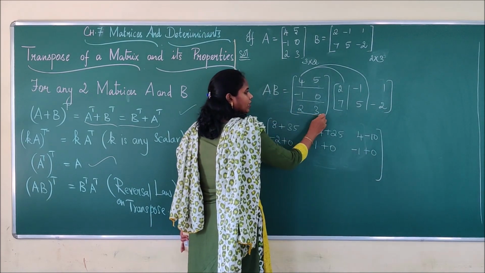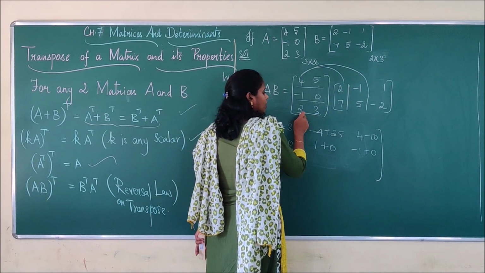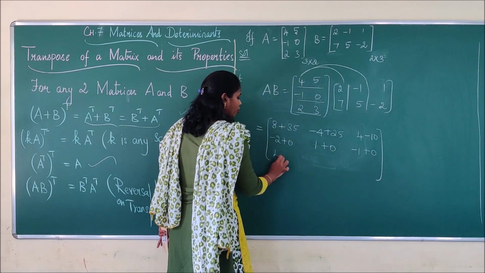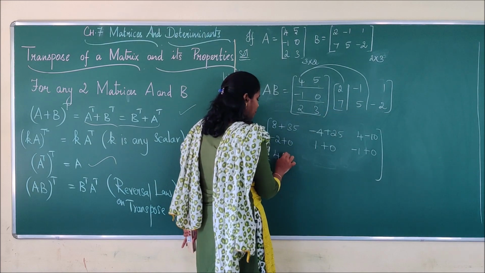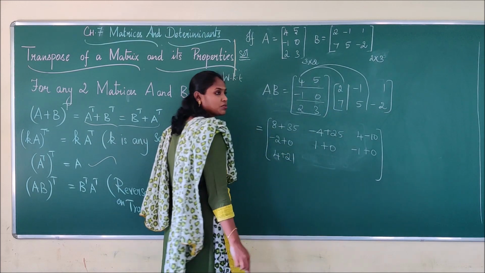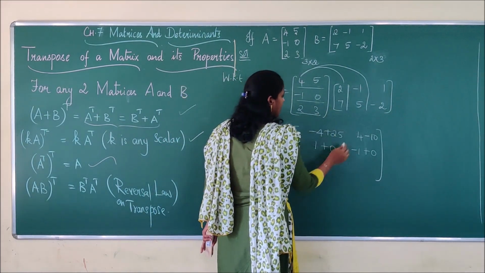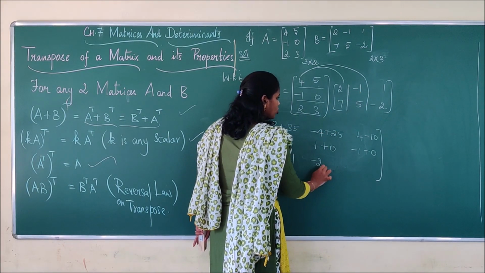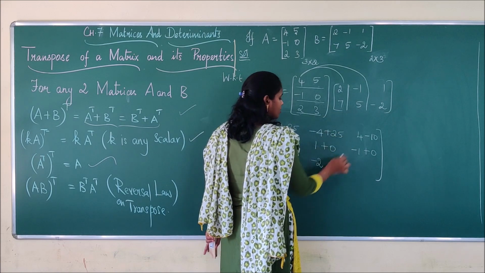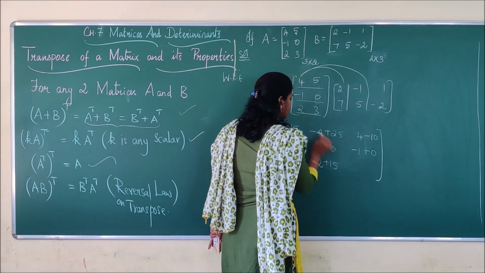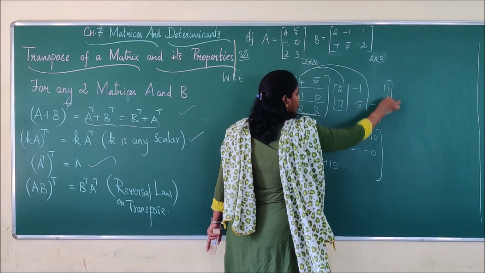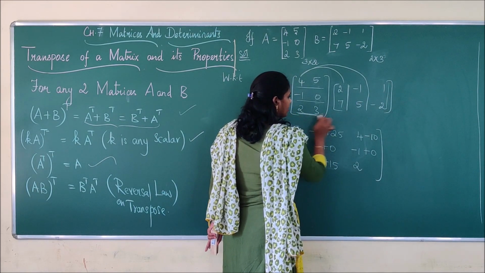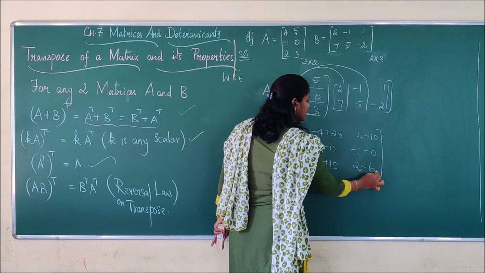And next is third row into first column. Third row is 2 and here also I have 2. So 2 2s are 4 and 3 7s are 21. So 4 plus 21. And next is here I have minus 1. So 2 into minus 1 is minus 2 and 3 into 5 is 15, so plus 15. Next third row into third column, that is 2 1s are 2 and 3 minus 2 is minus 6.